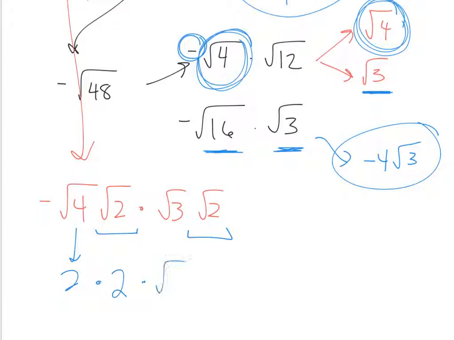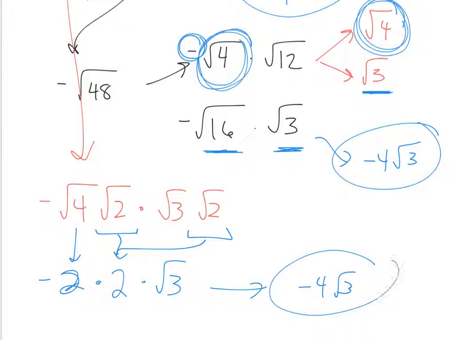And then this root 3 carries down. So again, these two together gave me that right there. And then the root 4 came down as a 2, carried down the negative sign, which gets me back to negative 4 root 3. Again, the same answer in every scenario.